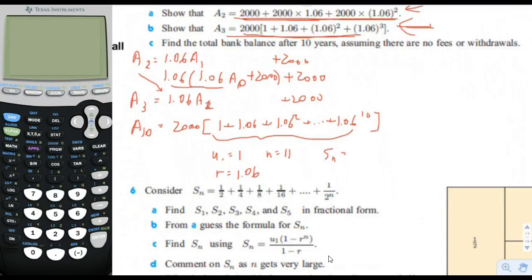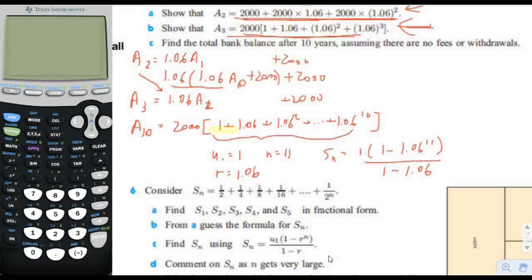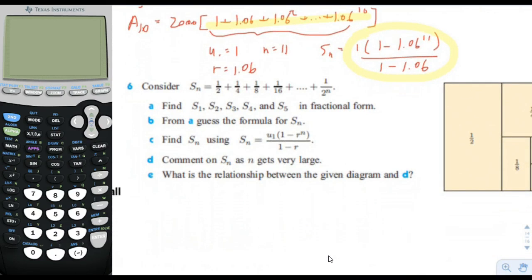And then we're going to find the sum of that. So the sum is equal to 1 times 1 minus R, 1.06, to the n, which is the 11, divided by 1 minus 1.06. Okay, so that's how you get this part here. So this is equal to that. Okay, and then you would just multiply by 2,000. All right. Okay, so we have this geometric series now, 1/2, then 1/4, plus 1/8, 1/16, all the way to 1 over 2 to the nth.